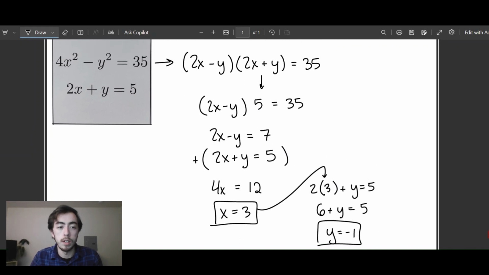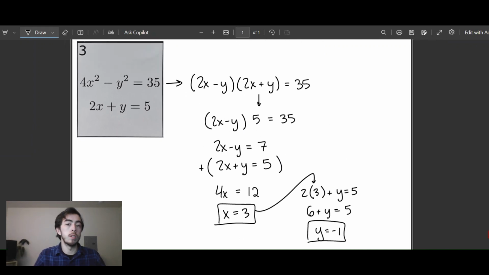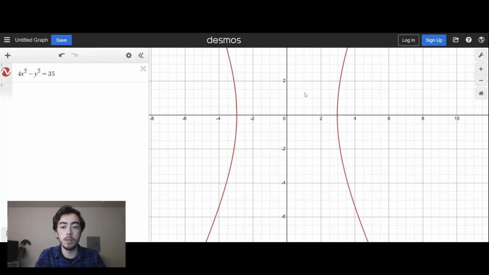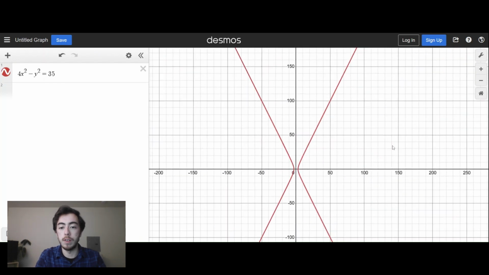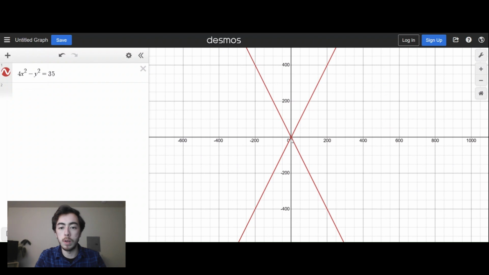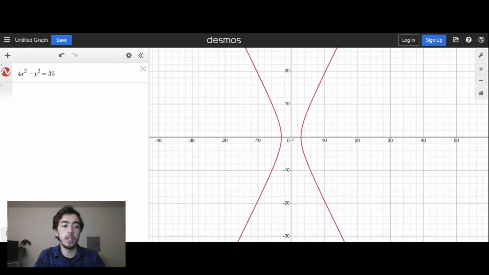Y is negative 1. I'm just curious to see what this looks like on a graph. So let's hop on over there for a sec. The first equation was 4x squared minus y squared equals 35. And here's that hyperbola shape I was talking about. If you zoom out really far, it basically looks like the letter x. But when you zoom in, you have this interesting feature where they don't actually touch in the middle. And then the other one we had was 2x plus y is 5. And here is that straight line.